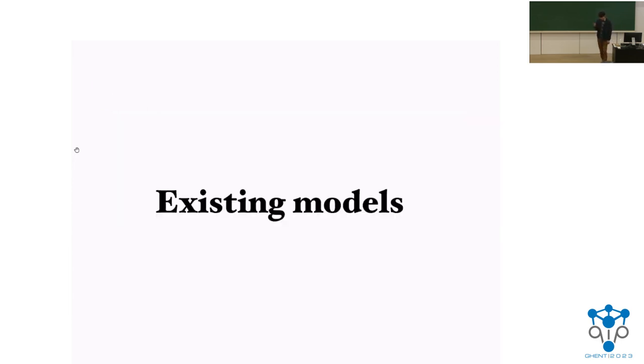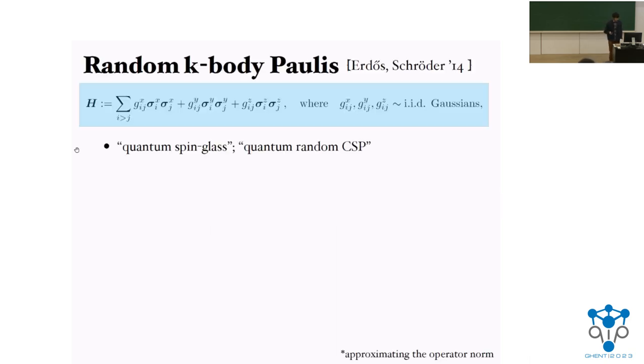Now that there's a guiding question, before we present our main model, let's see what existing models are doing, and why they are not fitting into our question. There are already a lot of Hamiltonians that you can think of. A very natural family of Hamiltonians you can construct is just putting random signs on Paulis. These are natural analogs of classical problems, like spin glass and constraint satisfaction problems.